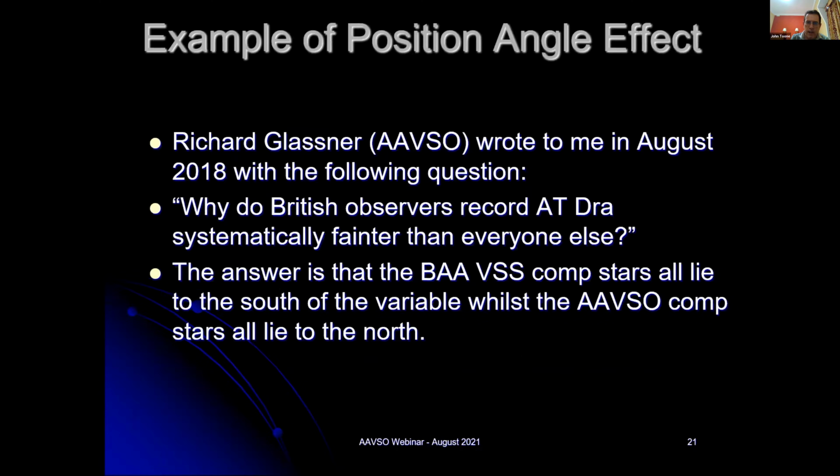So this is a very good example from one of the AAVSO observers, a very good observer, Richard Glassner. He wrote to me a few years ago and asked this question: why do British observers record AT Dra systematically fainter than everybody else? He thought that we had different eyes or had a problem. The answer is that on the BAA chart, all the comparison stars lay to the south of the variable, whereas on the AAVSO chart, all the comparison stars lay to the north. So it was a position angle effect, and that position angle effect can be as much as half a magnitude.